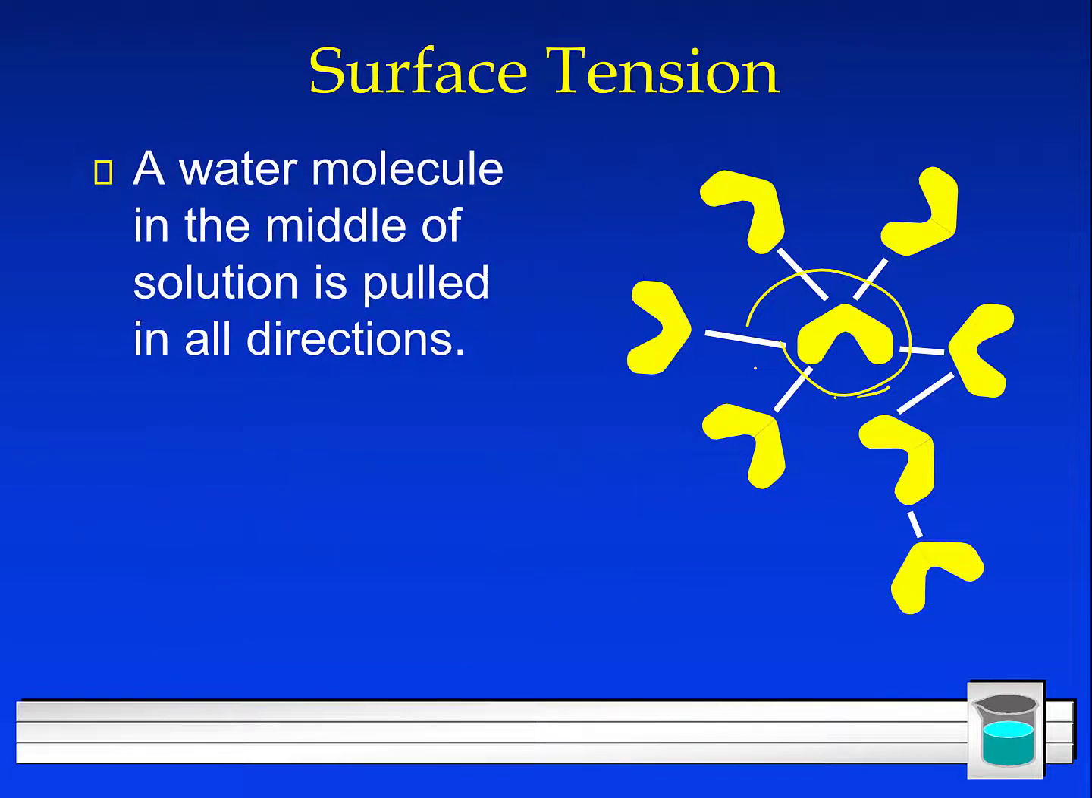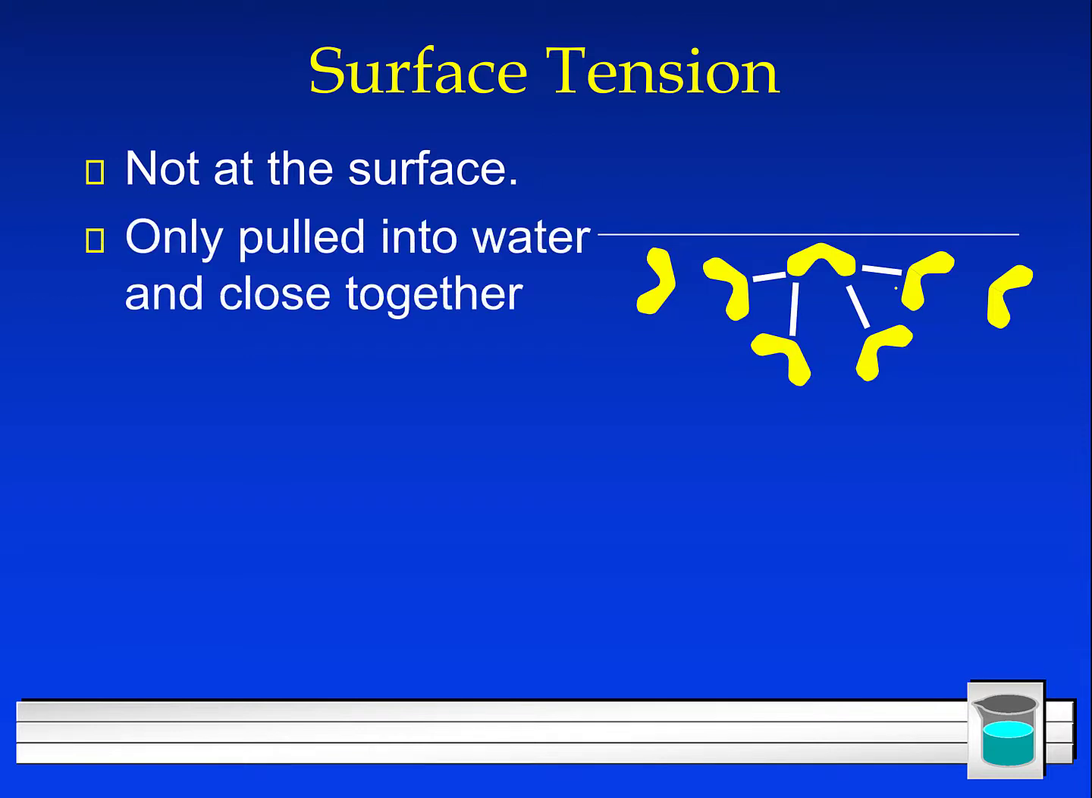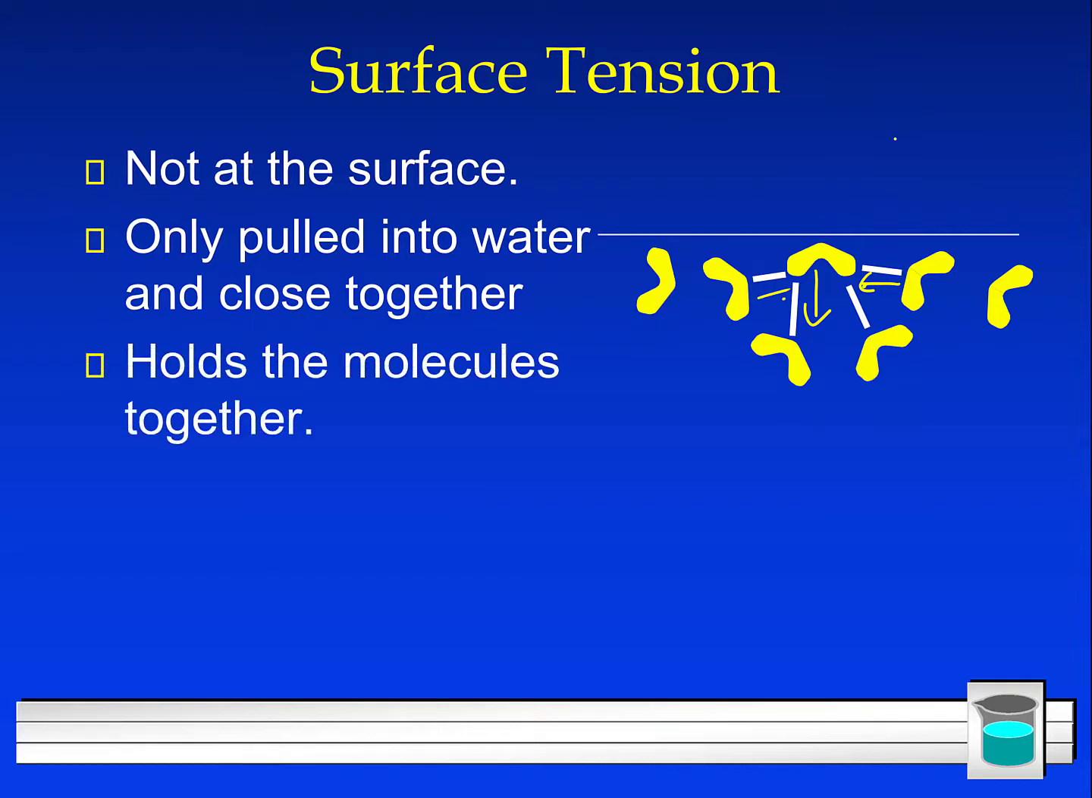So a water molecule in the middle of the solution is pulled in every direction. These molecules are all being pulled towards each other, trying to get as close as they can to each other because they're attracted. At the surface, they're not pulled in every direction. They're only pulled in closer, pulled into the water and closer together. There's nothing pulling out. So this water molecule is only being pulled inward and together. So these water molecules at the surface are going to crowd together. And that's going to hold the molecules together. And that causes surface tension.